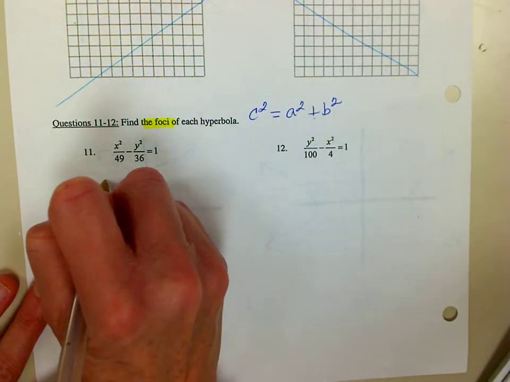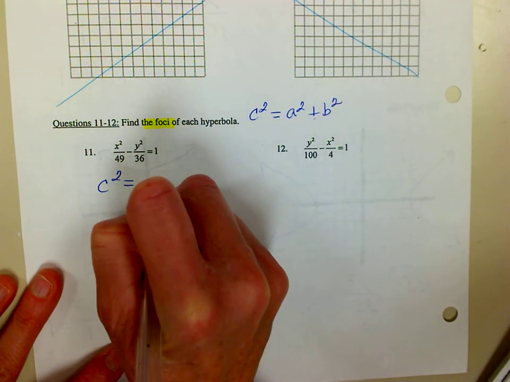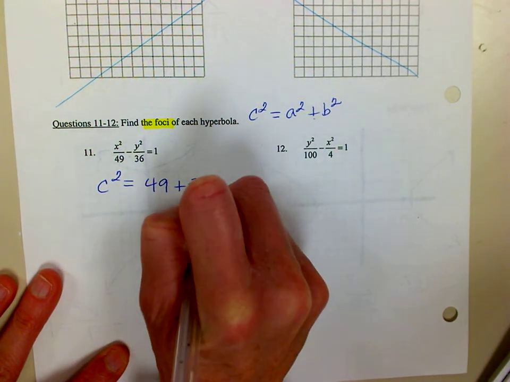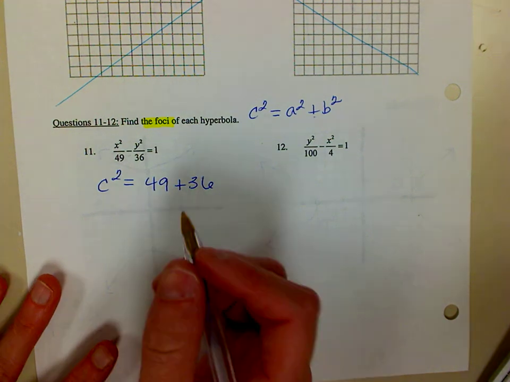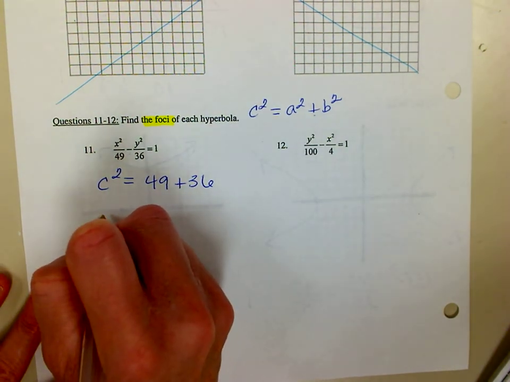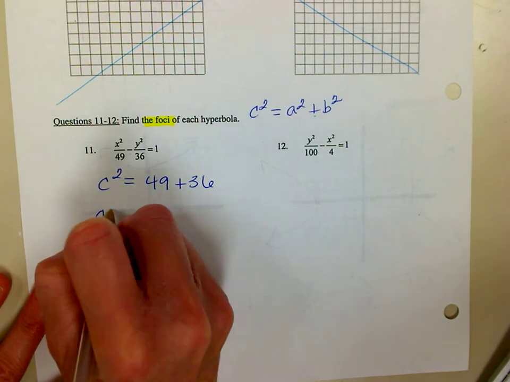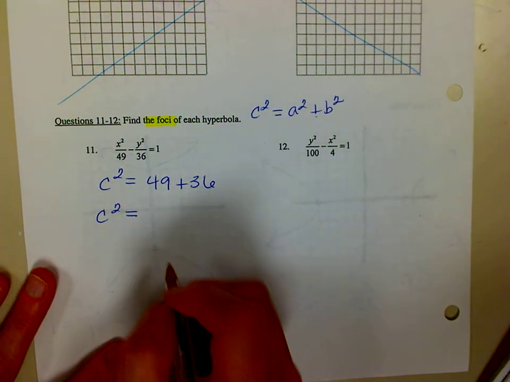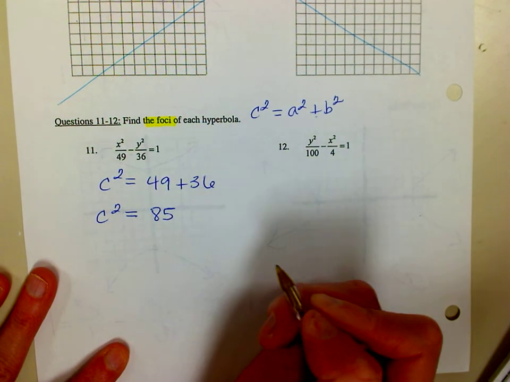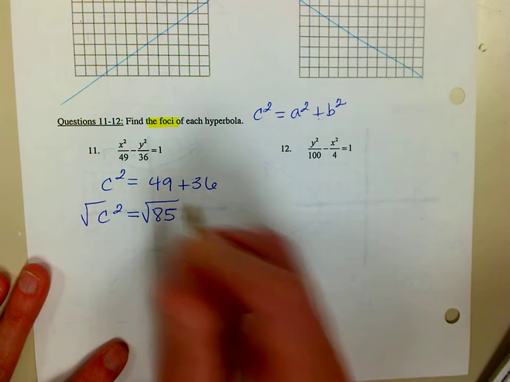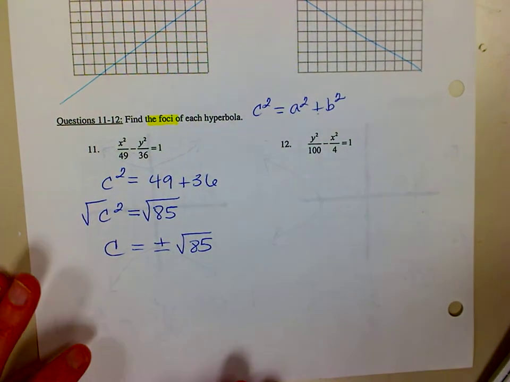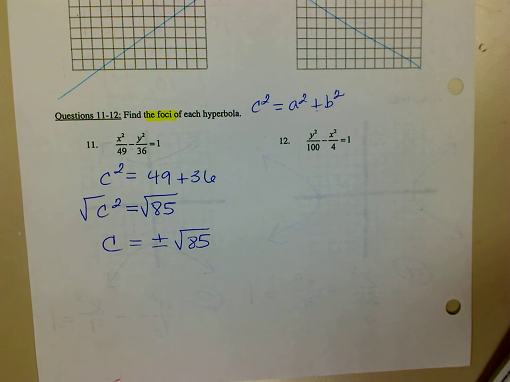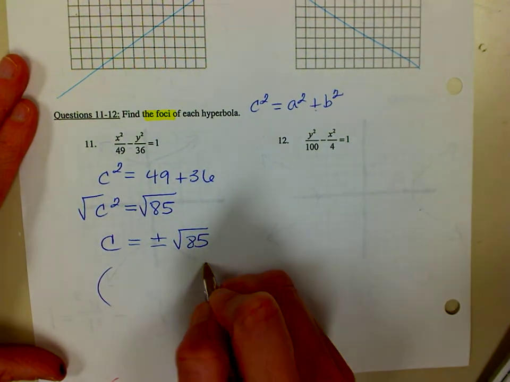Okay, so I'm going to take a squared plus b squared. A squared is the bigger number. If I add those together, I get 85. And then if I take the square root, I get positive and negative square root of 85. All right, now this one cannot be simplified anymore, so I'm ready to make my ordered pair.